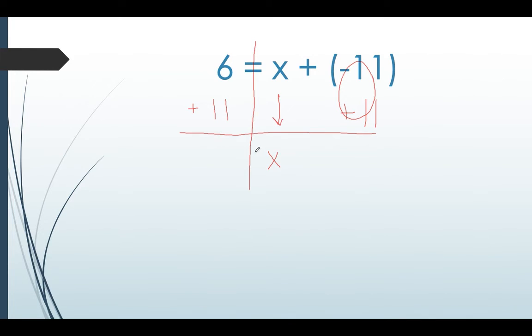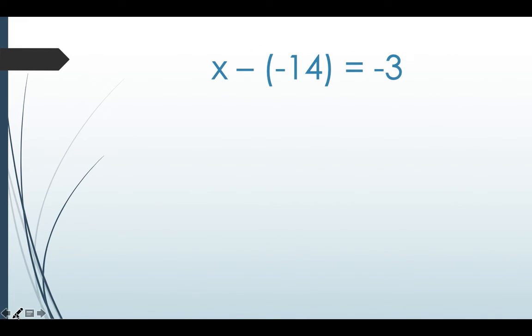So I'm going to bring the x down, I'm going to bring the equal sign down, and I get 6 plus 11, which is just 17. Now you can leave your answer like this, but if you want to rewrite it, so x equals 17 like that, you're more than welcome to, whatever you're more comfortable with. Let's take a look at one more, and then we are done.